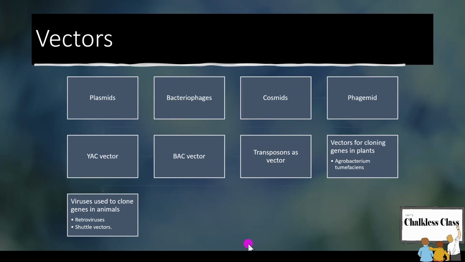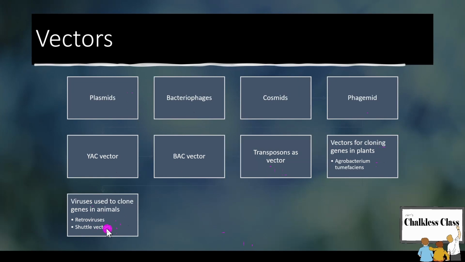We are going to study about vectors. These vectors are DNA sequences that can transport the gene to be cloned into the host cell. Several types of vectors are used in genetic engineering. Those are plasmids, bacteriophages, cosmids, phagemids, yeast artificial chromosome, bacterial artificial chromosome, transposons, vectors for cloning genes in plants like Agrobacterium tumefaciens, retroviruses, and shuttle vectors.